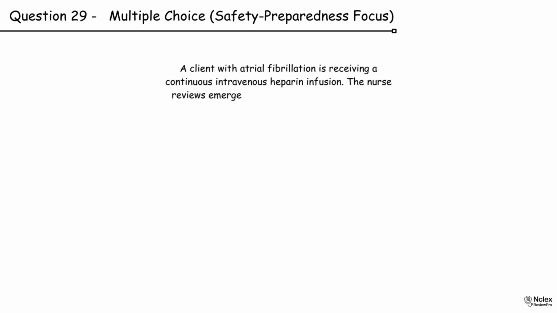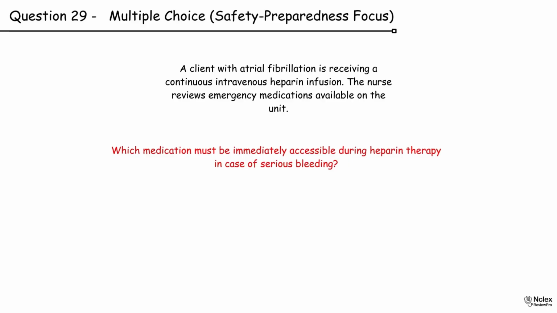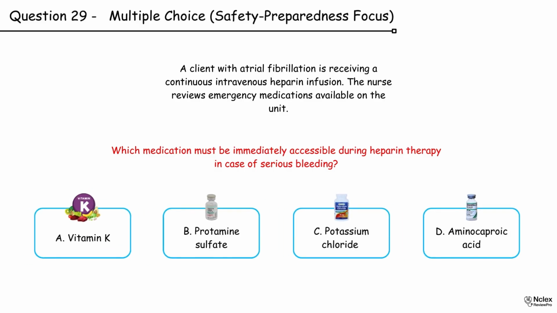Question 29. This is a multiple-choice question focused on safety preparedness during heparin therapy. A client with atrial fibrillation is receiving a continuous intravenous heparin infusion. The nurse reviews emergency medications available on the unit. Which medication must be immediately accessible during heparin therapy in case of serious bleeding? A. Vitamin K. B. Protamine sulfate. C. Potassium chloride. D. Aminocaproic acid. Take a moment. This is a classic antidote question. Pause here if needed.